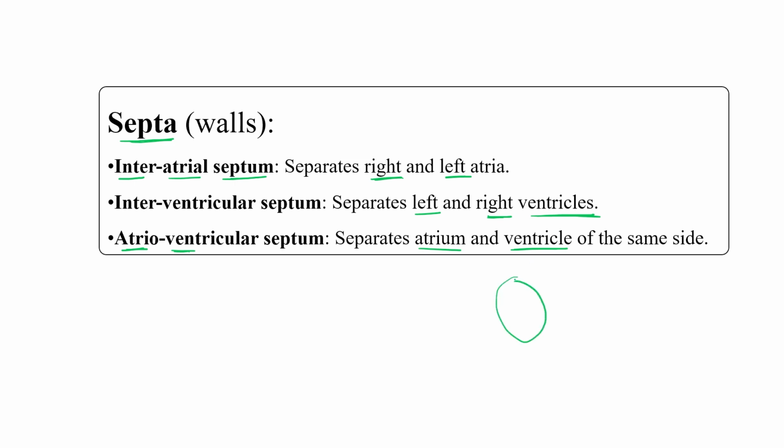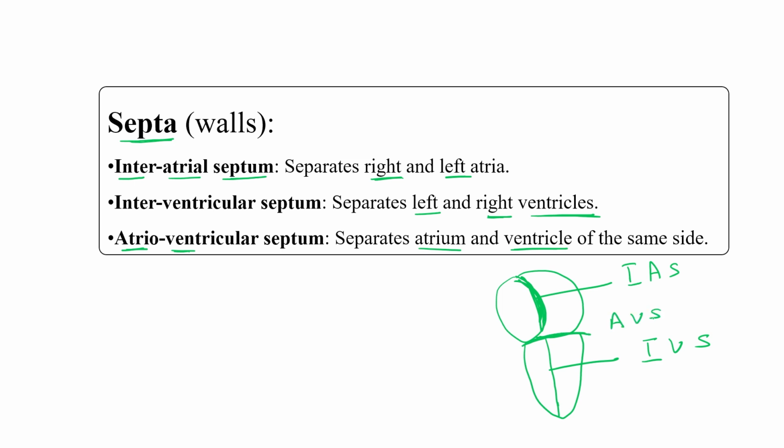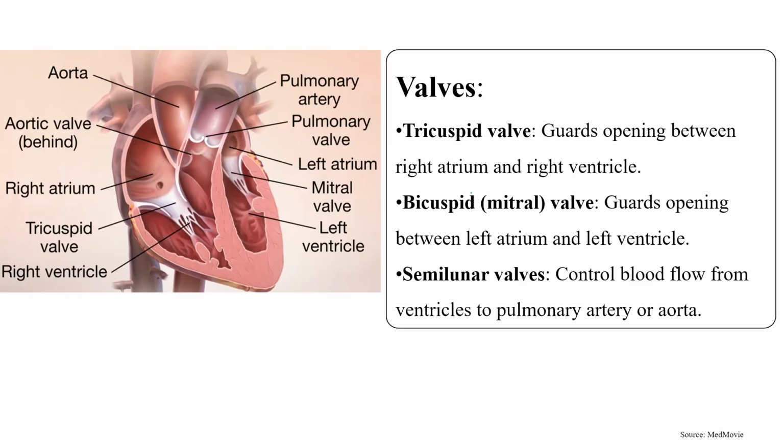Like if this is the rough structure, this is known as the interatrial septum. This one is known as the interventricular septum, and this is known as the atrioventricular septum. These are the walls. Clear? Now, valves. Three types of valves are present in our heart.